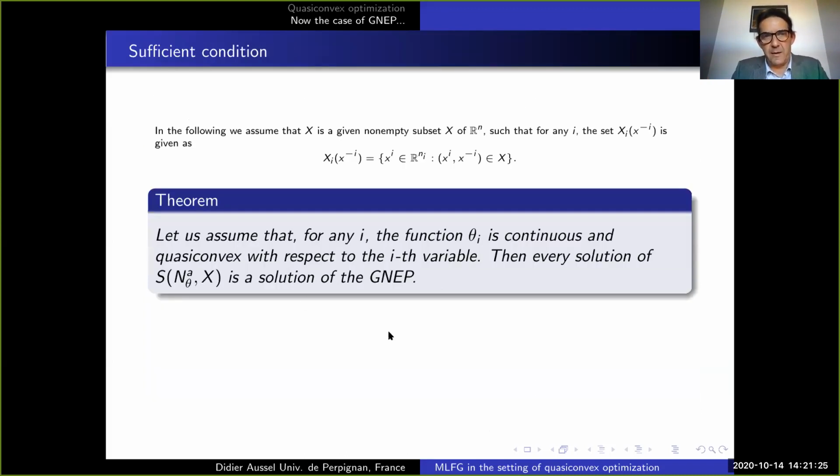And what happens is that here, oh, now it is I again, excuse me. If the functions theta are continuous with regard to both variables, xi and x minus i, and quasi-convex with respect to the variable of the player i, so xi, then we can prove that every solution of the Stampacchia variational inequality is a solution of the GNAP. So now we have a Stampacchia variational inequality, of course, not in R^n_i, but in the product of the Rn1, Rn2, Rn, and so on. But it's the same game. That is, you solve this Stampacchia variational inequality, and immediately you obtain a solution of the GNAP.